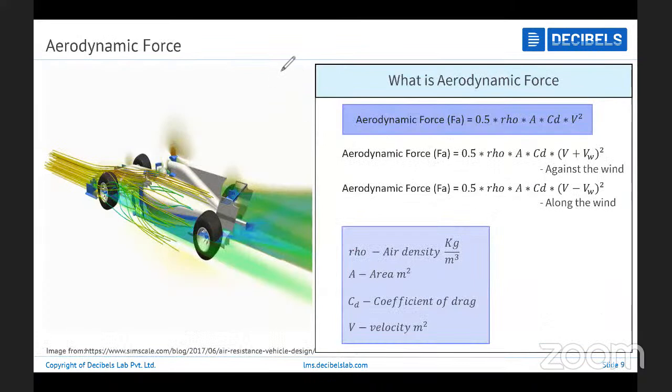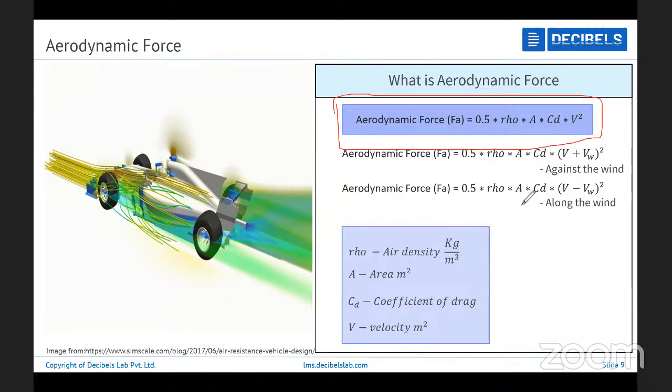Next, we'll look into the aerodynamic force. If you see the equation, you can get to know what parameters are affecting it. It is nothing but air adding a resistance to the vehicle motion. That is how we define it in the simplest way. This is the generic equation we'll be using in our Excel sheet.